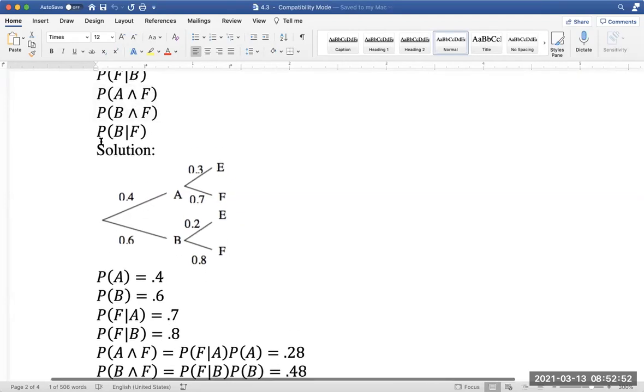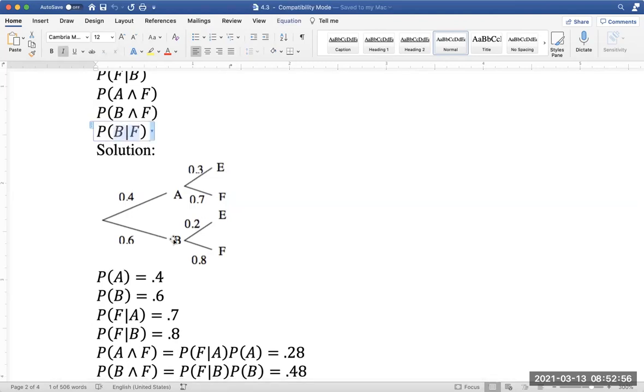Now, I want to figure out the probability of B given F. I have a B here. I'm given F. I want to figure out the probability of B. It's backwards. I can do it the other way around. I can say, F given B. That's easy. I can figure out what F is given B, but how do you go the other way?